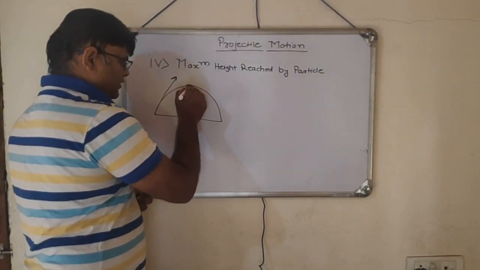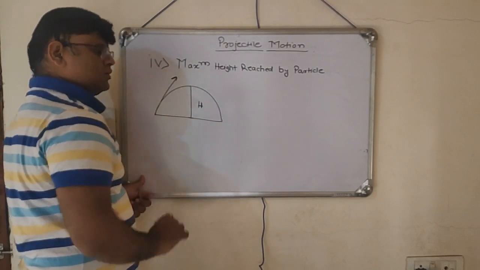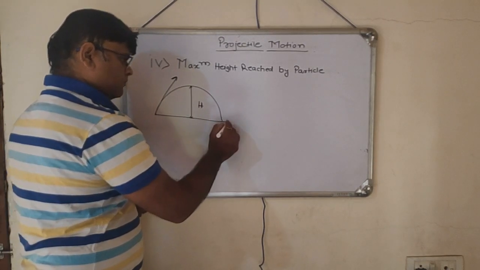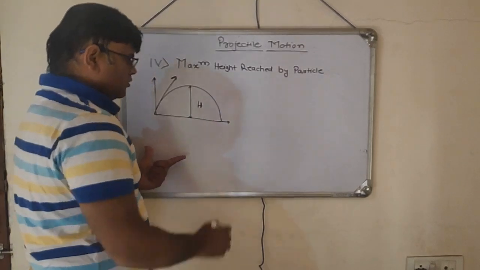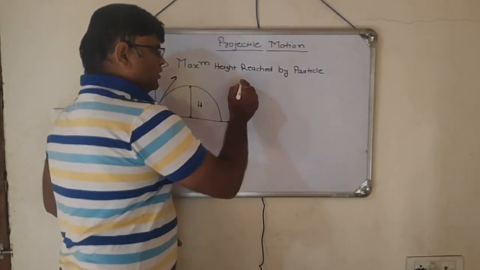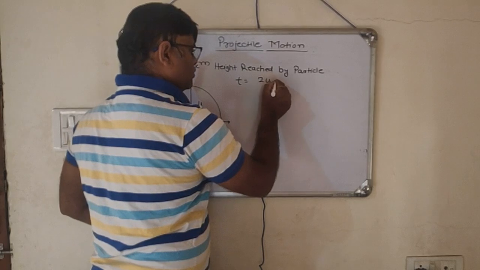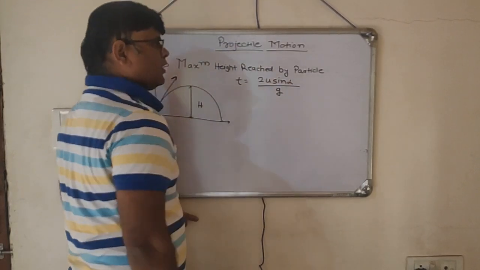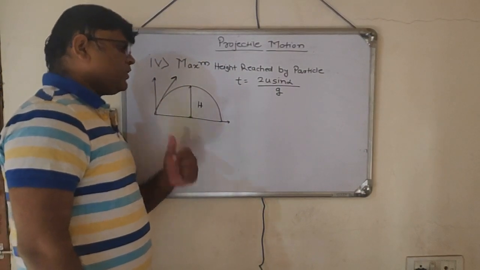Here is the projectile, and this is, we can say, the maximum height reached by the particle. So this will be my maximum height. Okay, so what quantity do I know? I know the total time of the flight. I will write down total time of the flight is 2u sin alpha divided by g. Okay, I want to know the maximum height reached by the particle.